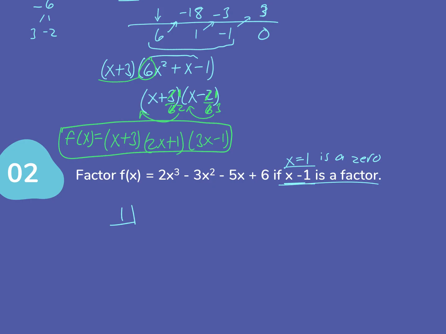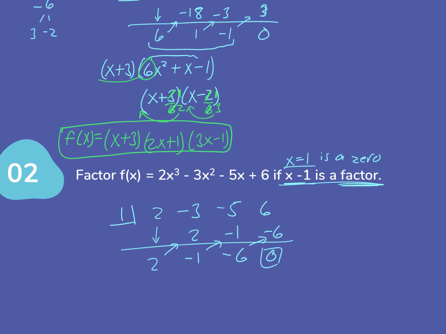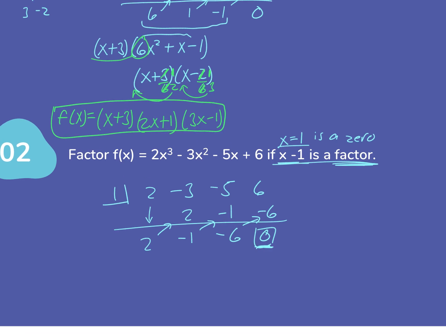So I'm going to have a 1 in that box, and I'm going to have a 2, a -3, a -5, and a 6. All right, bring down the 2. 2 times 1 is 2. -3 plus 2 is -1. Times 1 is -1. I get a -6. Times 1 is -6. And then we do get a remainder of 0, which is exactly what we predicted. If x minus 1 is a factor, you get a remainder of 0. If you didn't get a remainder of 0, you would have to check your work because you made a little mistake somewhere.